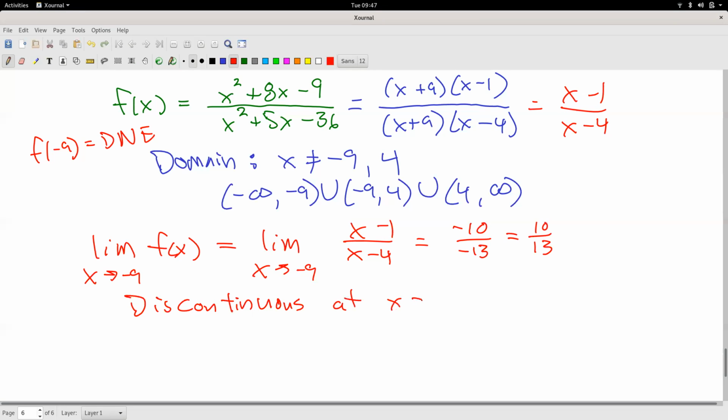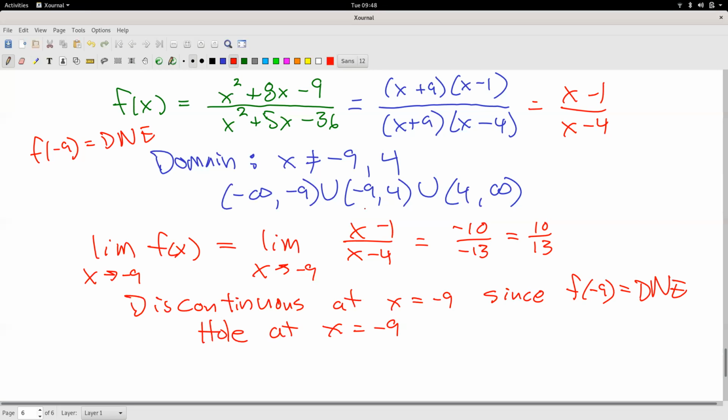At x equals negative 9, since f of negative 9 does not exist. But there is a limit. So if there's a limit at a place where the function doesn't exist, then you have a hole in the function. So there is a hole at x equals negative 9.